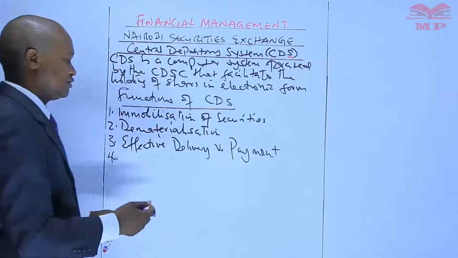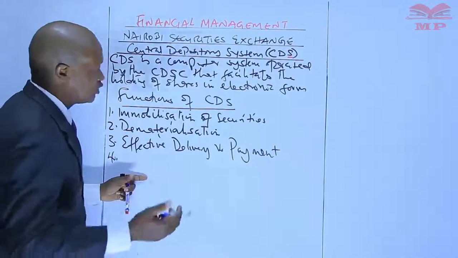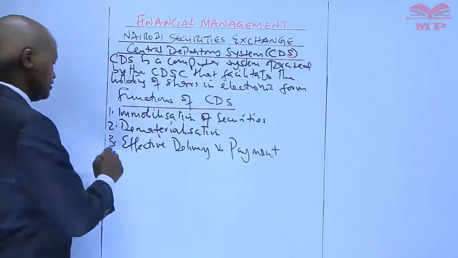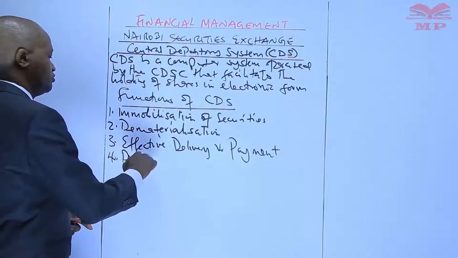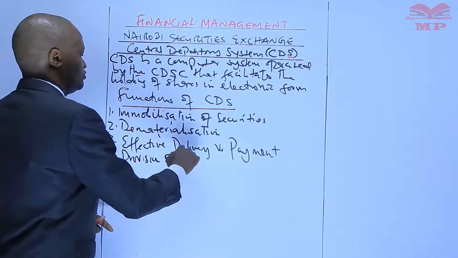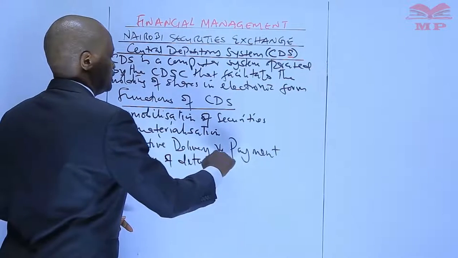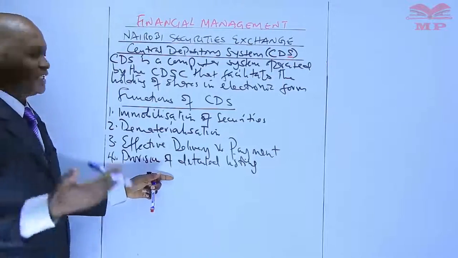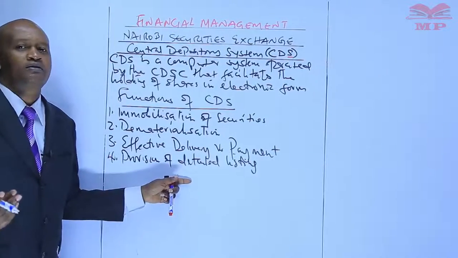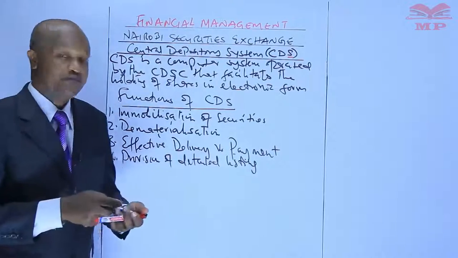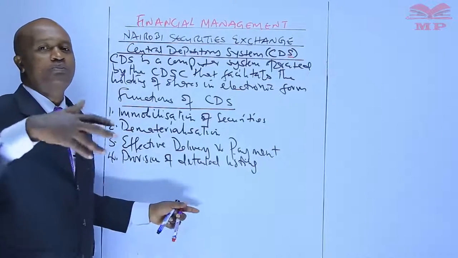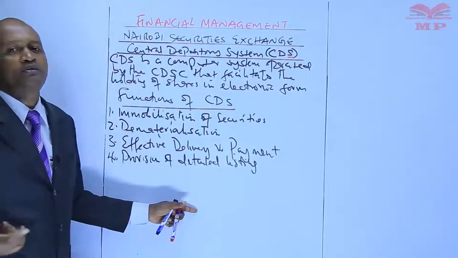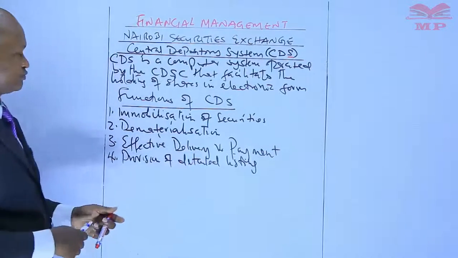The fourth function of CDS is provision of detailed listings of investors according to the type of securities they hold. So it's the role of the CDS to provide detailed listings. What is that? This is just a record of investors according to the type of securities they hold, for example, ordinary shares, preference shares, and so on.